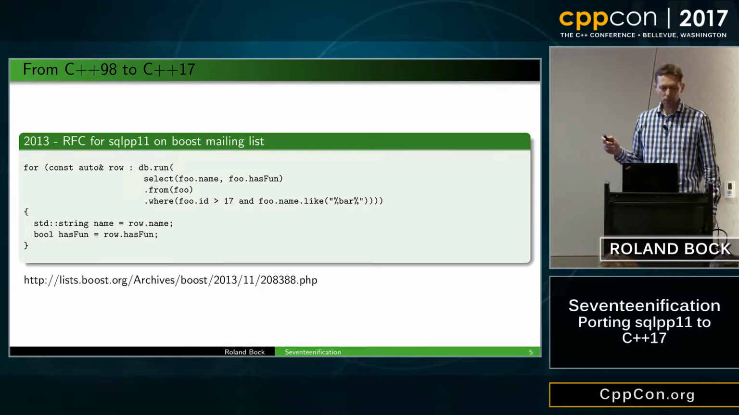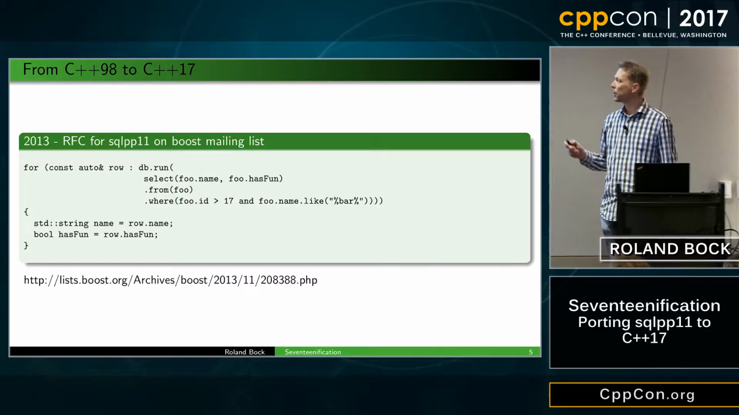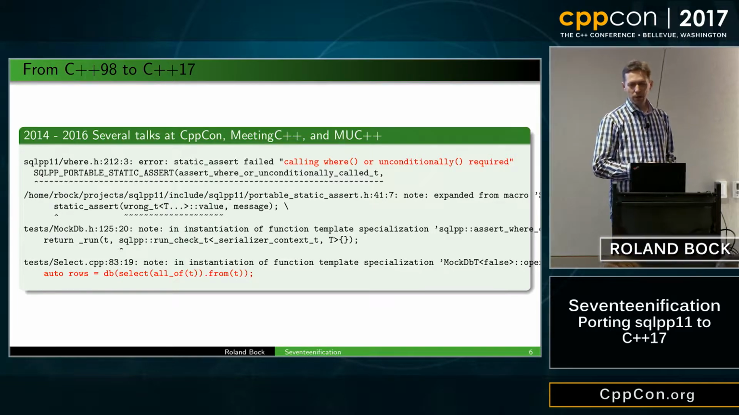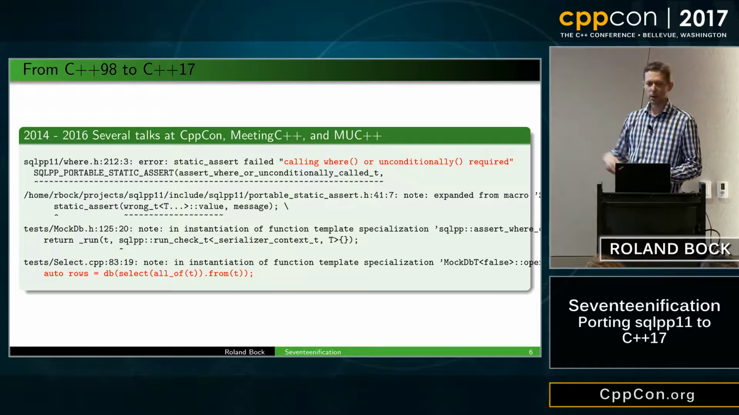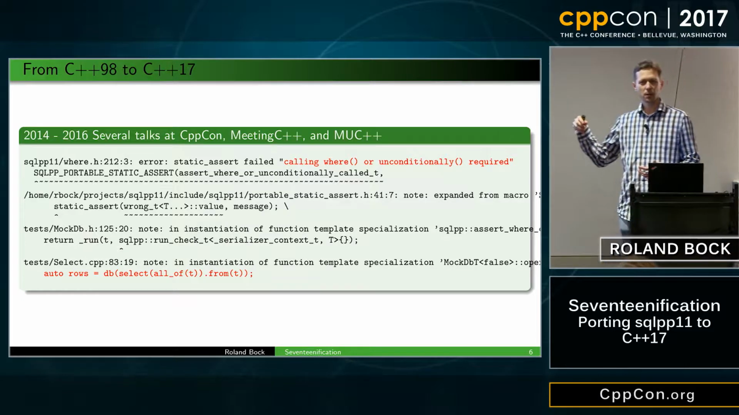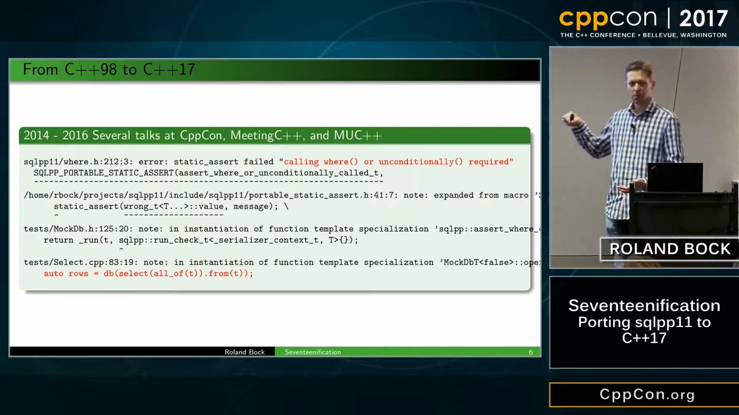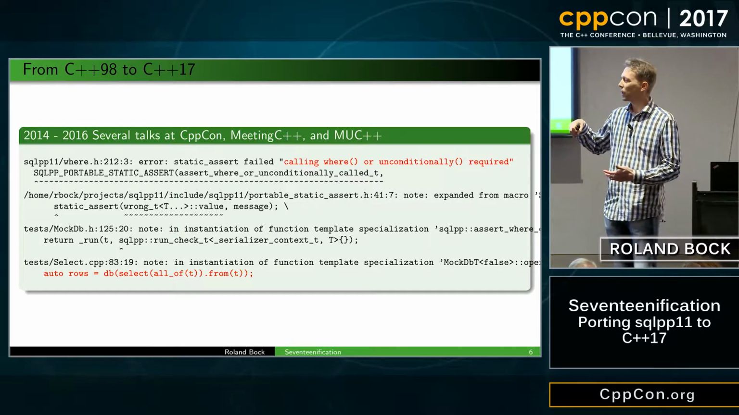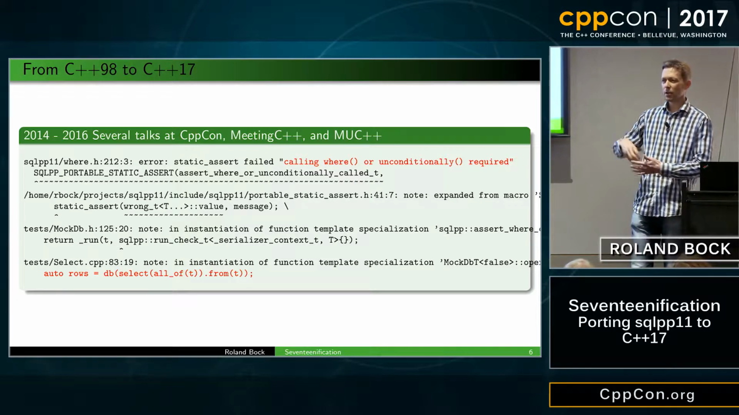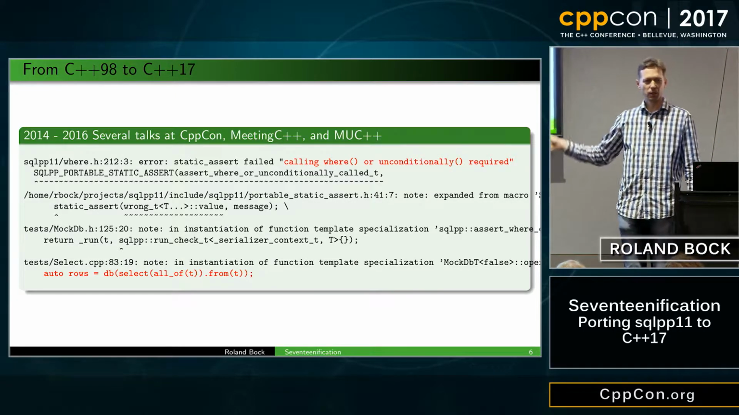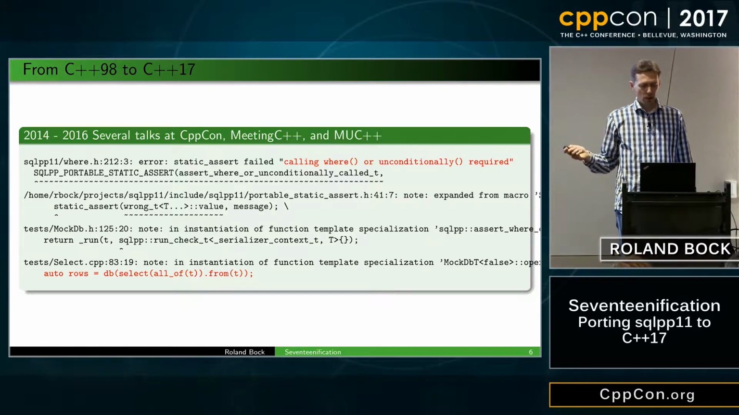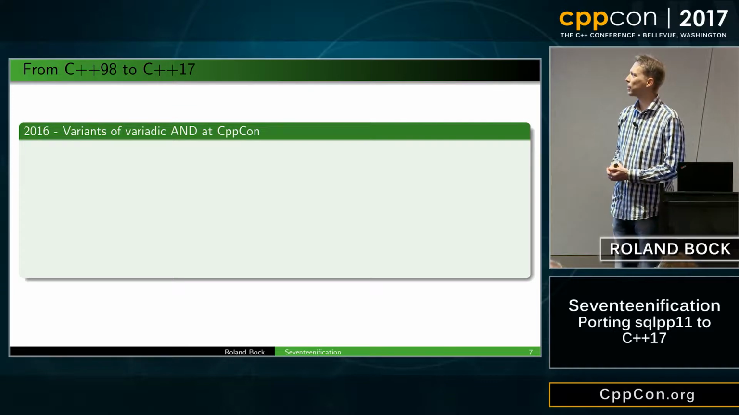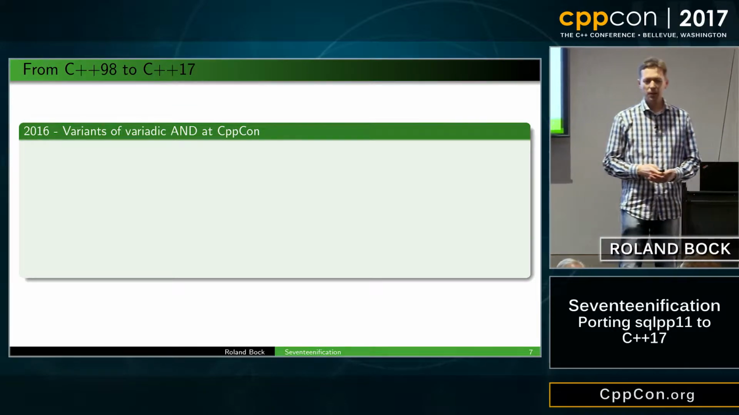So in the following years, I gave a bunch of talks about the library, and for instance, a talk about how to reduce the amount of error messages that you get from such a library, because it's heavily templated. If you're a user of heavily templated libraries, then in many cases you get these horrible error messages, and I tried to cut those down. So that was one talk. And then last year I gave a talk, pretty ad hoc, about variants of variadic AND.